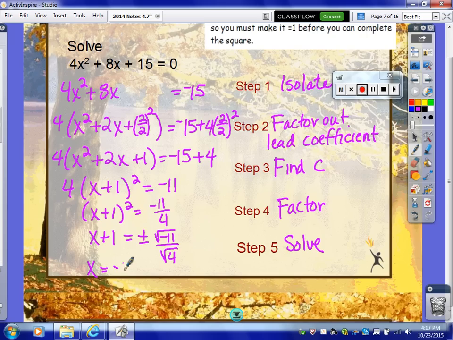And then we just need to clean it up a little bit. So let's move the 1 over, plus or minus. The square root of negative 11: 11 doesn't have any perfect squares, but we can pull the i out. And the square root of 4 is 2. So this one, like I said, if you were to graph it, it wouldn't touch the x-axis. It just has 2 imaginary solutions.